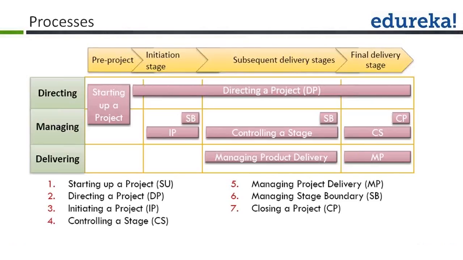Now let's see what all processes are executed in the delivery stages. In delivery stages, we have a process called as controlling a stage. We have a process called as managing a product delivery, and again managing a stage boundary. Let's start with controlling a stage process. The purpose of controlling a stage process is to assign the work to be done, monitor the work, report progress to the project board, and take corrective actions to ensure that the stage remains within tolerance.